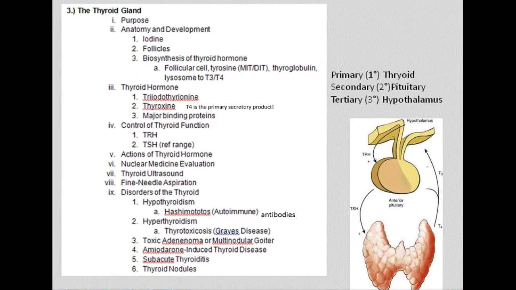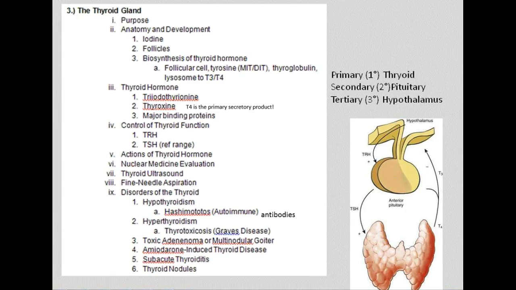All right, thyroid gland. This one's near and dear to my heart because I do have thyroid disease. The purpose of the thyroid has many different things. It helps control body heat, metabolism, heart rate. So there's quite a few things involved with this.